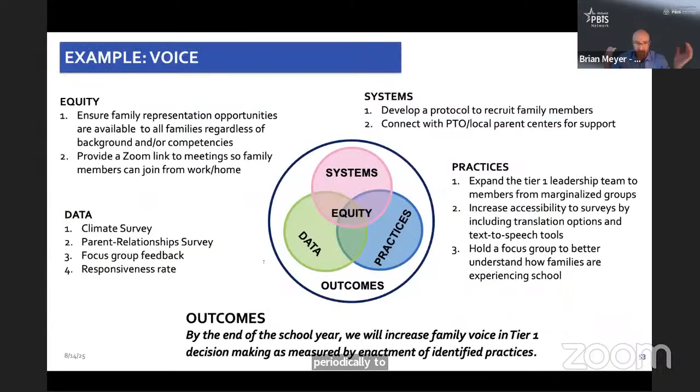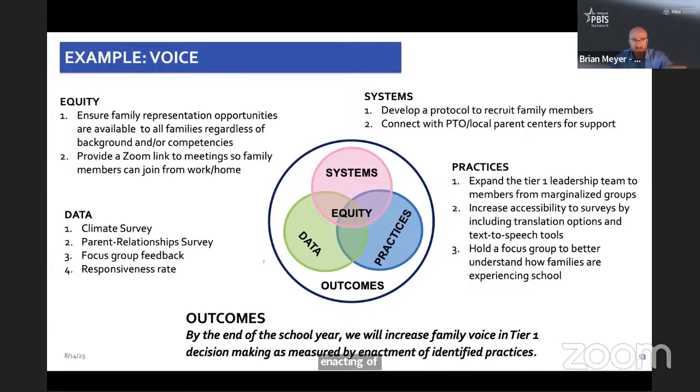So here's a snapshot of how to increase voice. In this example, the school is saying, by the end of the year, we want to increase family voice in tier 1 decision-making as measured by enactment of identified practices. And then here's their approach to it: equity, practices, systems, data, etc.